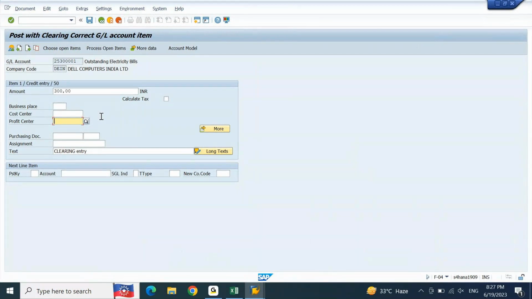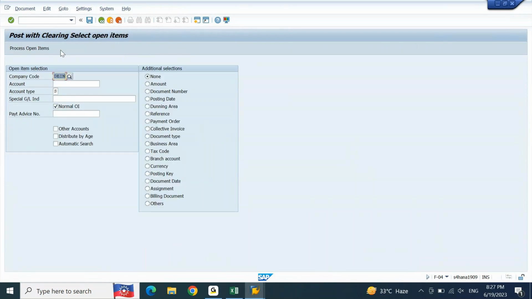Next thing, you need to click on choose open items on the top. If you select this choose open item, it will give you a pop-up wherein it is asking you to select open item. You want to clear the transaction from DEIN company code from this account. What is this account? Is this a GL account, customer account, vendor account, or asset account? It is a GL account.